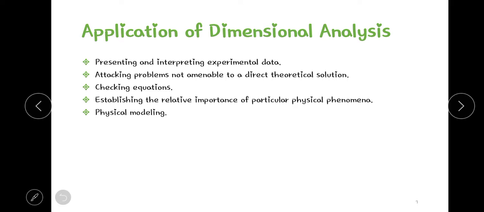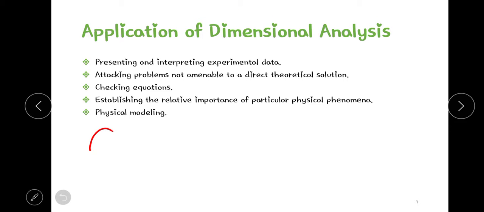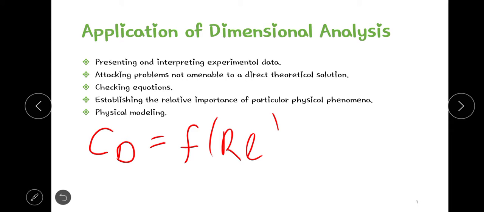That relationship is simply CD is a function of RE. So dimensional analysis tells us that the problem can be reduced to a single dimensionless relationship, that is, CD is a function of RE. CD is the drag force coefficient, and RE is, of course, the Reynolds number.